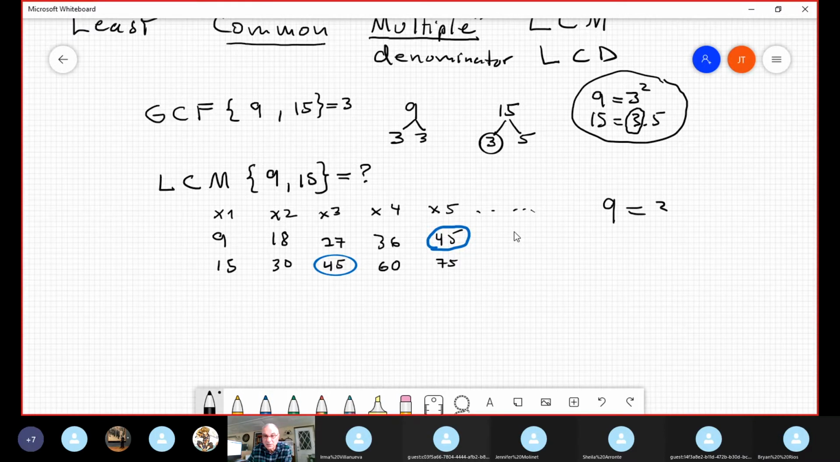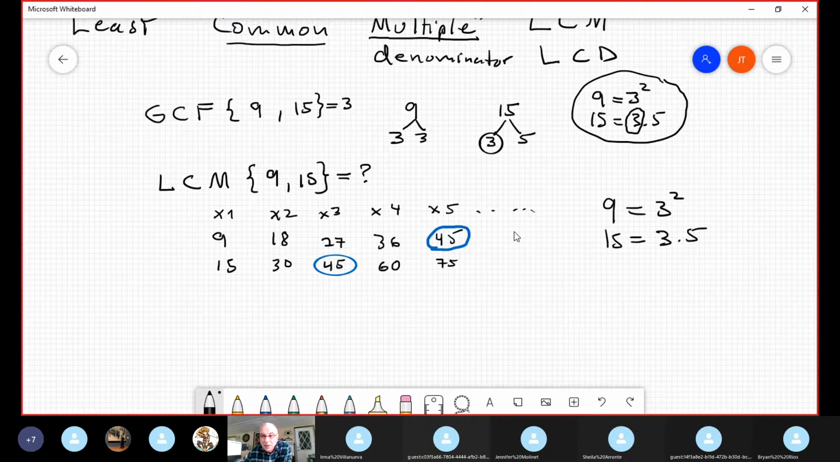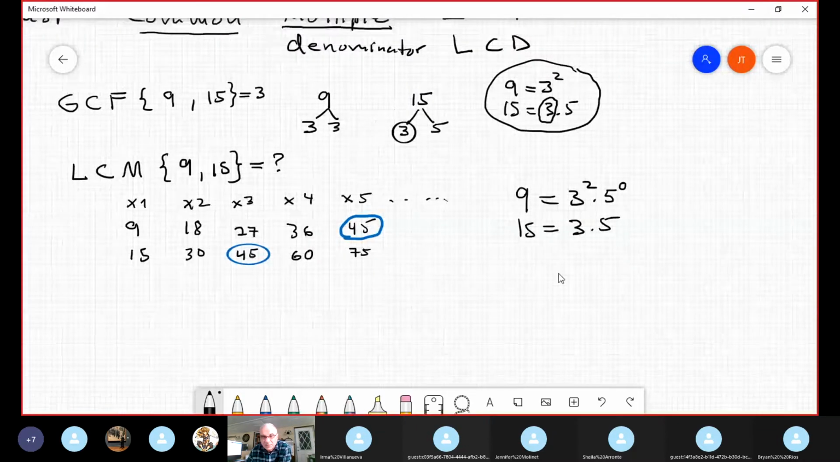9 is 3 squared. And 15 is 3 and 5. How do you get the least common multiple? Okay, the rule is, we have no 5 here. So 9 is equal to 3 to the second power, and 5 to the 0 power. You know, the 0 power is always 1. So you want to complete the factor. Oh, no, not necessarily this.